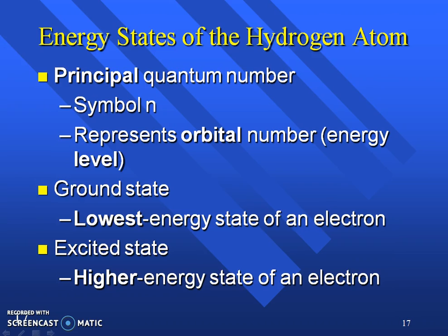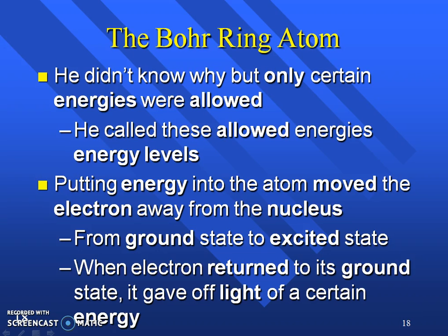So again, this is the energy state of this hydrogen atom. Now we want to remember that hydrogen only has one electron, okay? So this first quantum number, or n, represents that energy level. And again, there's a ground state and an excited state. So this Bohr ring, or whatever you want to call it, right? He didn't know why, but only certain energies were allowed at certain energy levels, for certain frequencies, certain wavelengths. So now things are starting to come together.